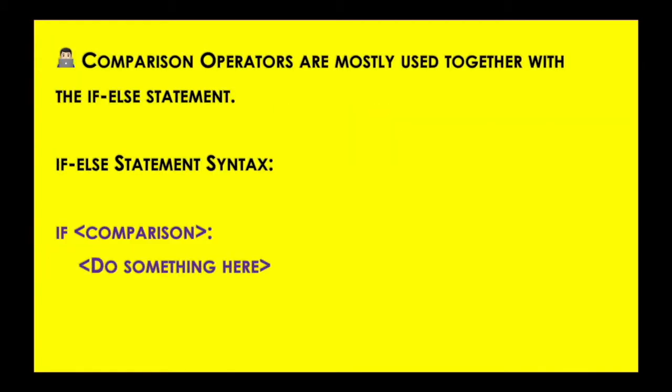Then do something. Take note of the indentation. This is actually indented. So do something. If that is not met, the case on this function is not met, and the comparison is not met, else do something. So basically, this violet font is the if-else statement syntax. Okay, now, since based on this slide, it says that the comparison operators are mostly used together with the if-else statement, therefore, let's have our first task.